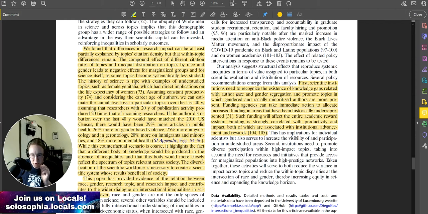"First, scientific institutions need to recognize the existence of knowledge gaps related with author, race, and gender segregation, and promote topics in which gendered and racialized minoritized authors are more present. Funding agencies can take immediate action to allocate increased funding in areas that have been historically underrepresented. Such funding will affect the entire academic reward system. Funding is strongly correlated with productivity and impact, both of which are associated with institutional advancement and rewards."